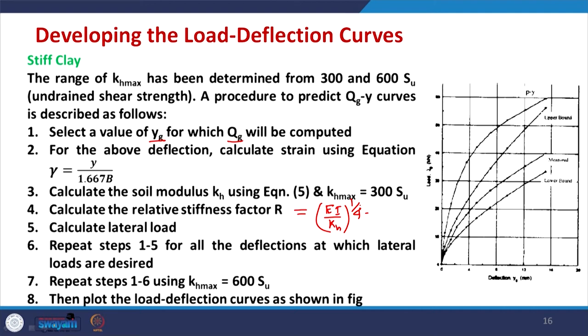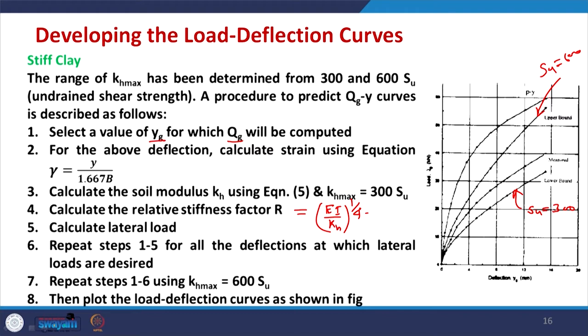So, this way you can find the value of R and calculate the lateral load, and then repeat steps 1 to 5 for all the deflections at which lateral loads are desired. Again repeat steps 1 to 6 for another value of kh max as 600 SU. Once you have these, you can draw the load deflection curve, shown in this figure. The lower bound is for the case when SU equals 300, while the upper bound is the case when SU equals 600, and this is the measured value lying in between, and this is the predicted.